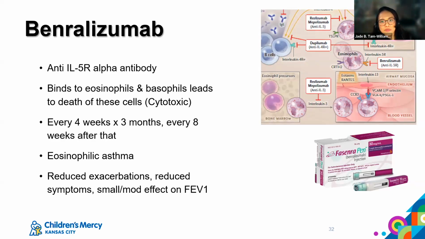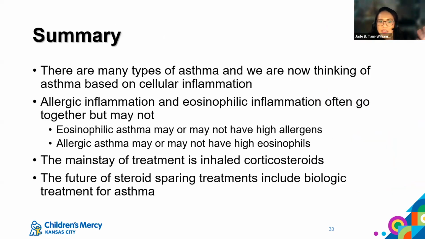So, finally, in summary, there are many different types of asthma, and now we think about asthma from a cellular inflammatory basis. Allergic inflammation and eosinophilic inflammation often go together, but they don't have to. You might have eosinophilic asthma without allergens. You might have allergic asthma without a ton of eosinophils. The mainstay of treatment in asthma still is inhaled corticosteroids, but I think that the future of steroid sparing treatments will include biologics as well as other types of medications that are not just steroid based.